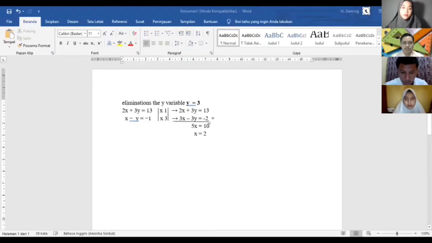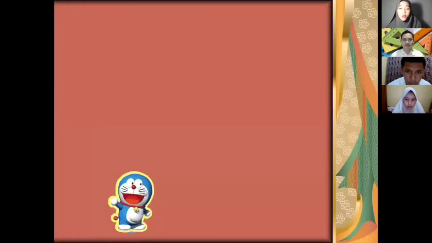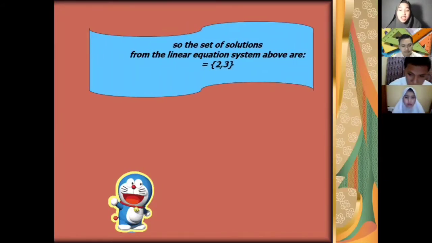And we add the equations, and we get 5x equals 10, and we get x equals 2. Yes, you're excellent, Luzwardi. Your answer is right. Okay, now what is the solution? 2 and 3, Miss. The answer is the same as the substitution method. Excellent.